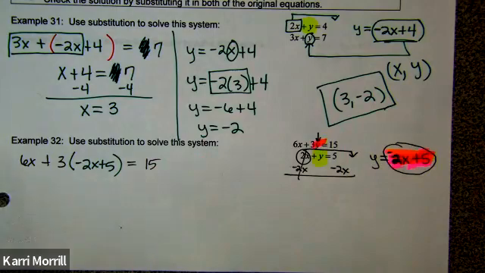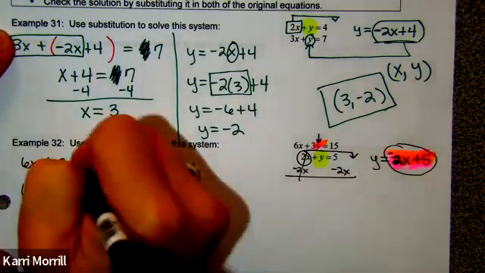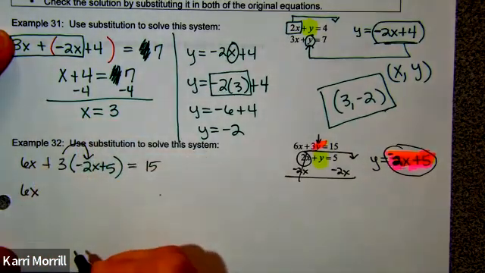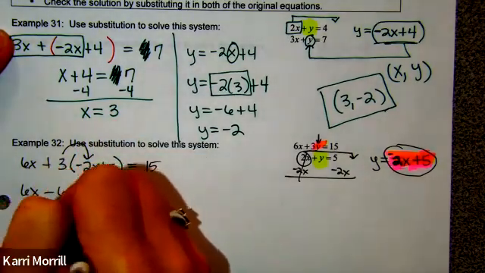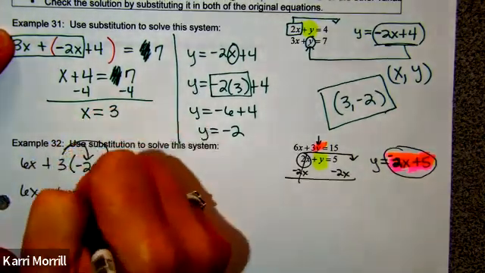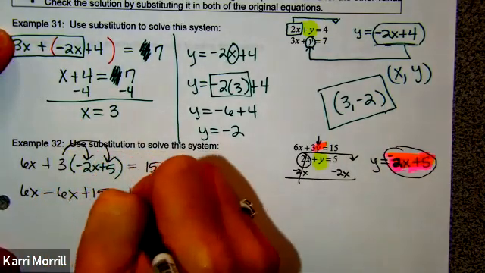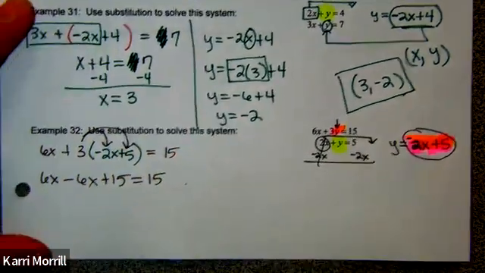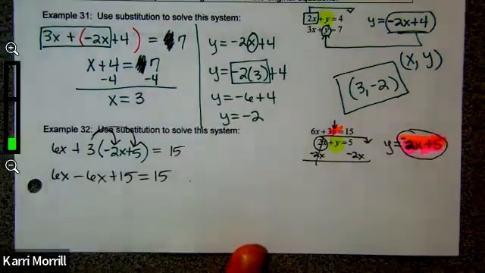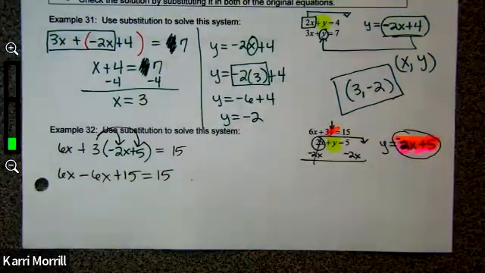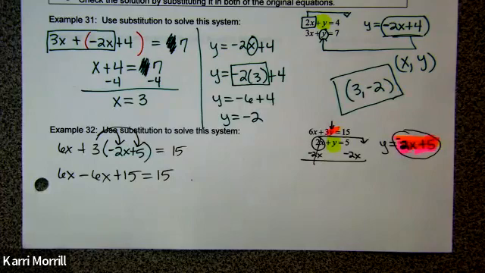So to start solving, we distribute: 3 times negative 2x is a negative 6x, and 3 times 5 is 15, equals 15. So you can kind of see how the x's will zero out looking at that, can't you? And you see that the variable will also zero out.